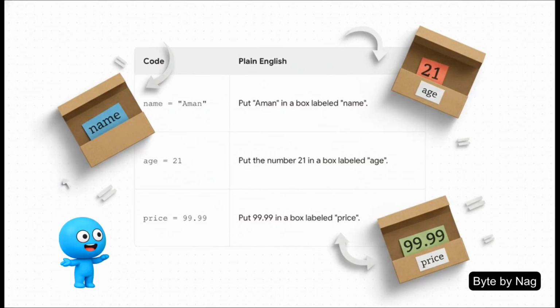When you see name equals Aman, you are literally telling the computer, hey, make me a box, label it name, and put the word Aman inside. Same thing with age equals 21. That equal sign isn't like in math class, it's not asking a question. It's a command. It's the action of assigning a value to the box.